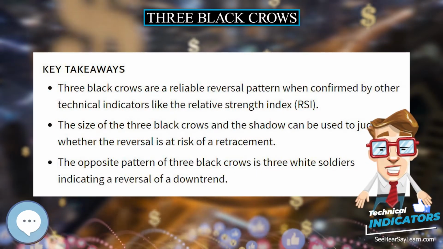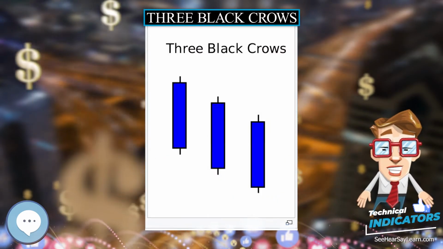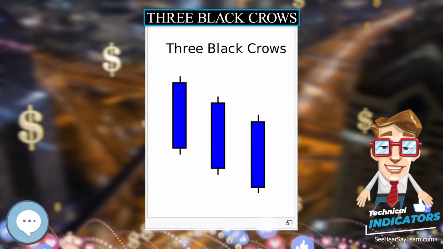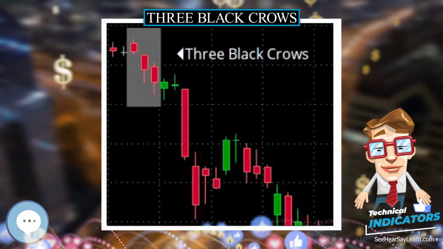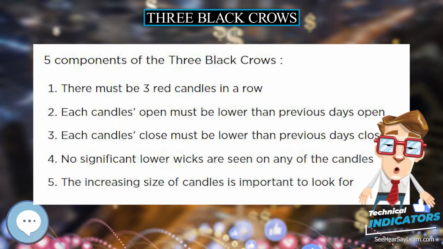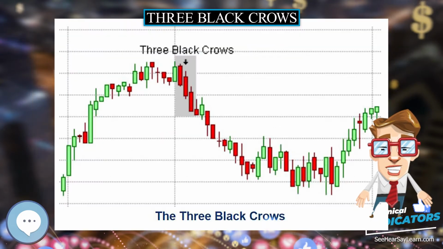Three black crows. Three black crows is a term used by stock market analysts to describe a market downturn. It appears on a candlestick chart in the financial markets. It unfolds across 3 trading sessions, and consists of 3 long candlesticks that trend downward like a staircase.